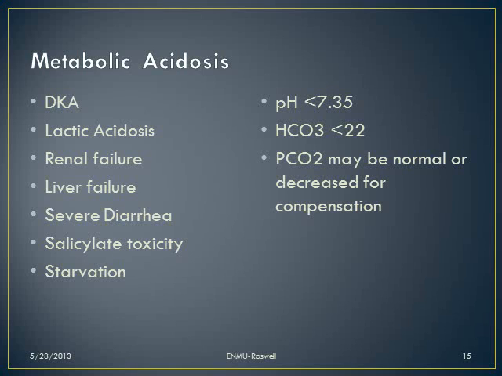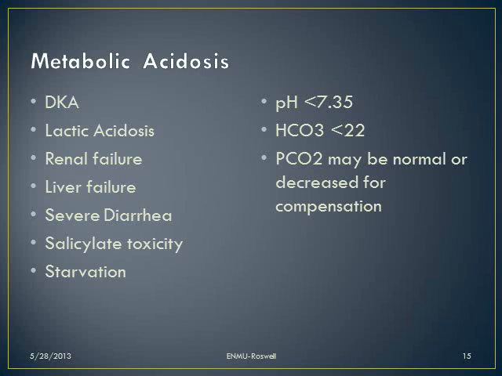So when we talk about this, we have a pH of less than 7.35, right? Because we're acidotic, so that means we're going to be less than 7.35. Our HCO3, which is our bicarb, is going to be less than 22. Okay? Because the more bicarb we have, the more alkalotic we are. The less bicarb we have, the more acidotic we are, right? Does that make sense?